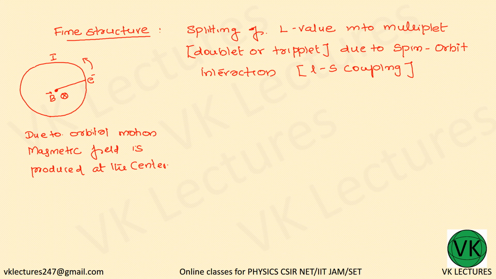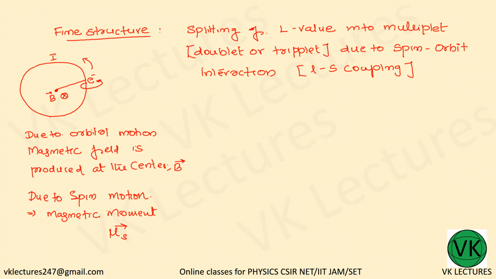So here, the electron is also having the spin, and due to spin motion, there exists magnetic moment mu s. So here there is a vector mu s, and here you have the magnetic field vector B.